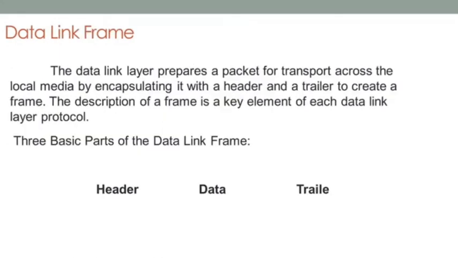Data link frame. The data link layer prepares the packet for transport across the local media. There are three basic parts of a data link frame: header, data, and trailer.